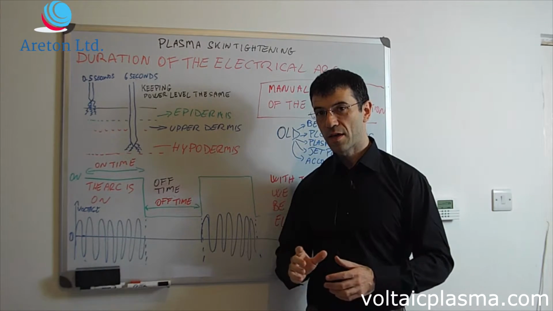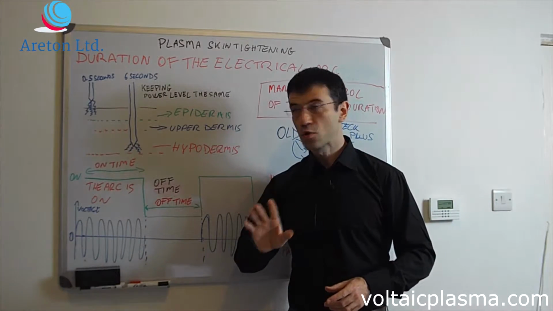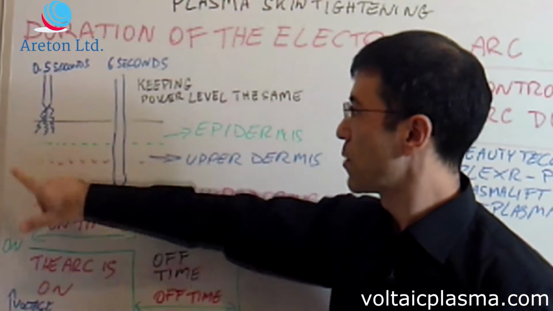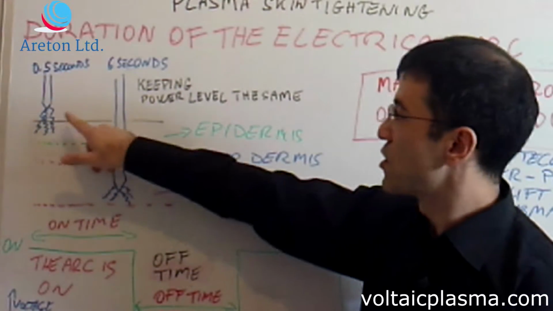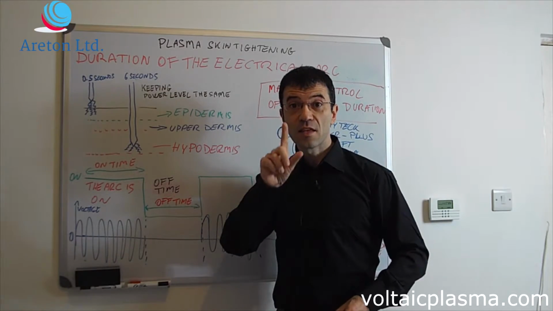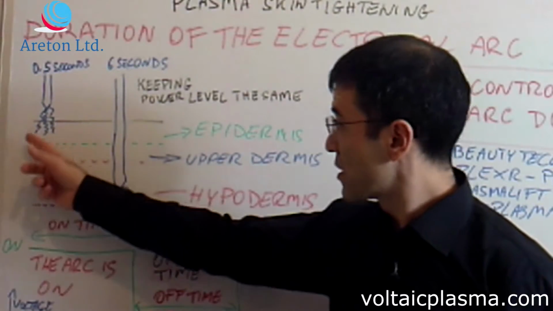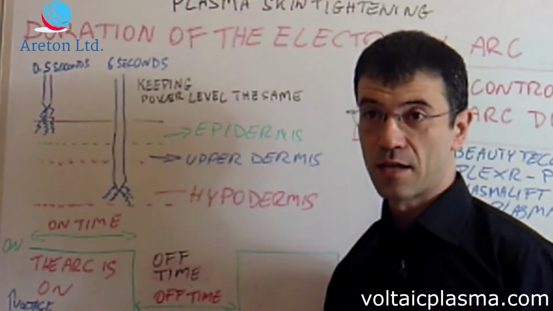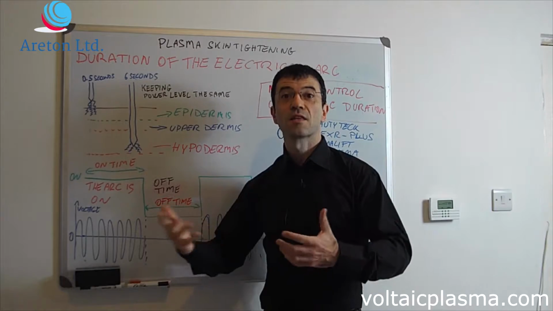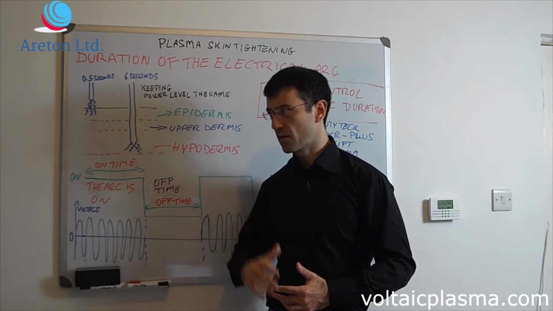But what we're going to try and explain to you is the difference. Whatever device you're going to use, if the duration of the arc is 0.5 seconds, for example, that ablation may be, depending on the power level, of course, only on the epidermis. And then there's going to be some heat propagated inside the dermal layer, the upper dermis or the hypodermis, depending on the power level. And also another parameter called the frequency, which we're going to talk about in another video.